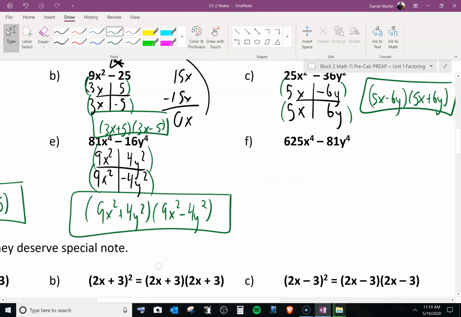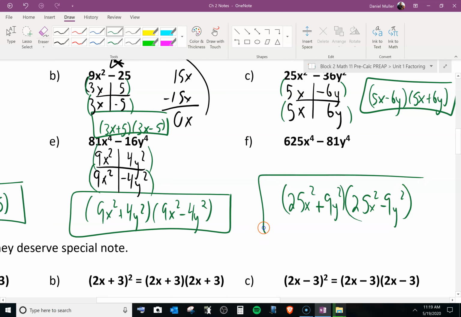So these should become very, very easy. I mean, this one you should immediately be able to do. You're like, okay, this is going to be 25 and 25, that's going to be 9 and 9. And then I need my x's and y's. x4, well, that'll be an x squared and an x squared. y4, that'll be a y squared and a y squared. One of them needs to be positive, one of them needs to be negative. So it should become very, very fast like that.